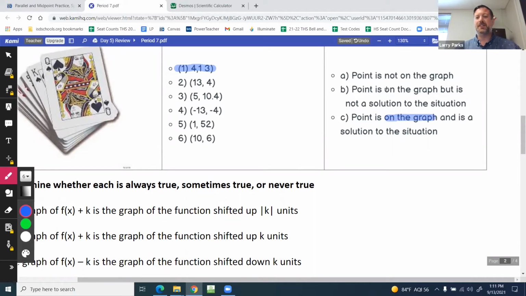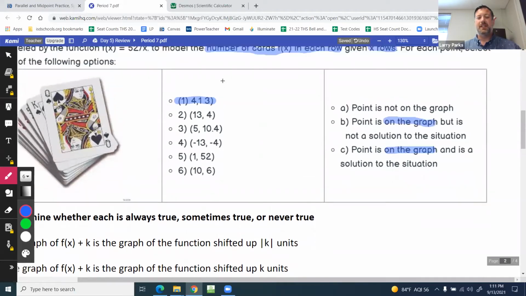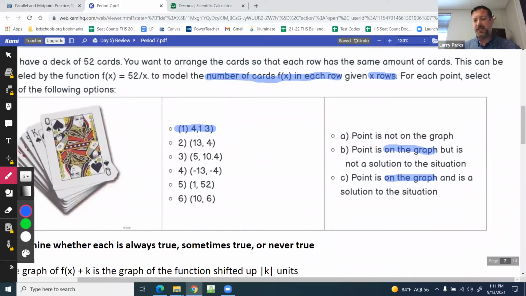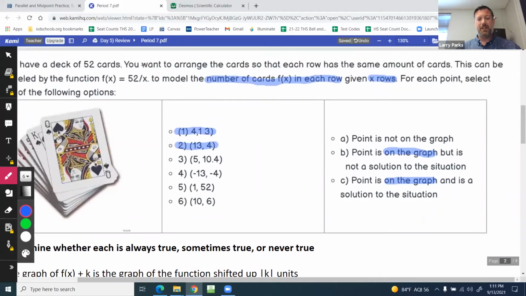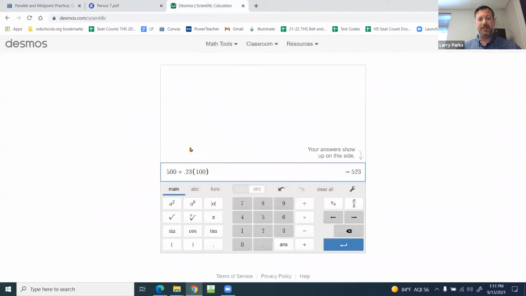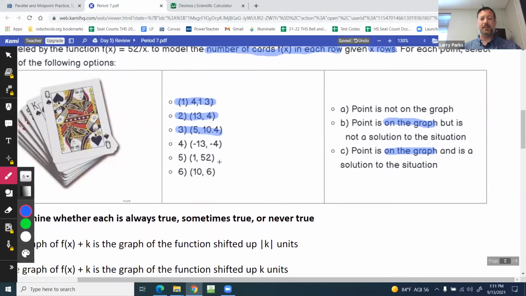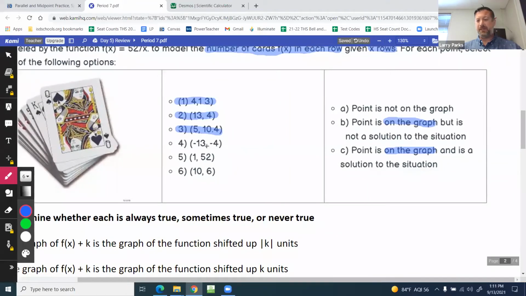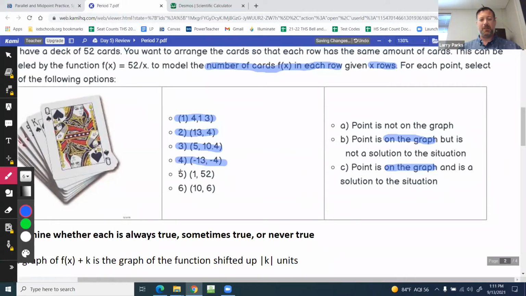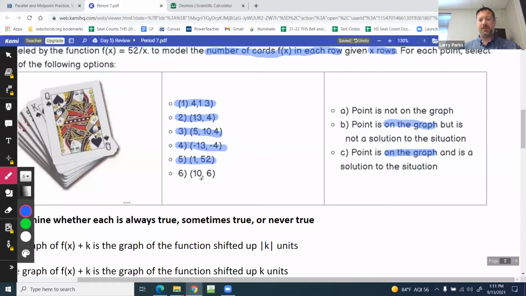Okay, not necessarily a solution. So that's on the graph. 13, 52 divided by 13 is 4. So that's on the graph. 52 divided by 5. Let's see what that is. I can't do that in my head. 10.4. So that's on the graph. What's 52 divided by negative 13? Negative 4. So that's on the graph. 52 divided by 1 is 52. That's on the graph. 52 divided by 10, that's not 6. So this one's not even on the graph.